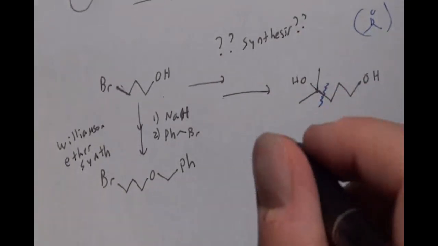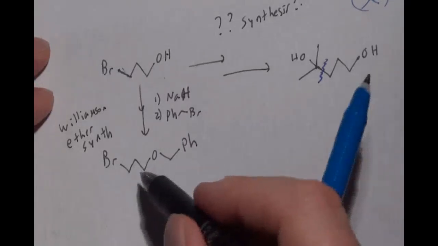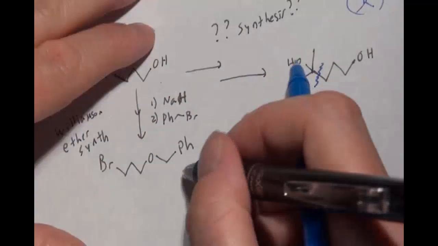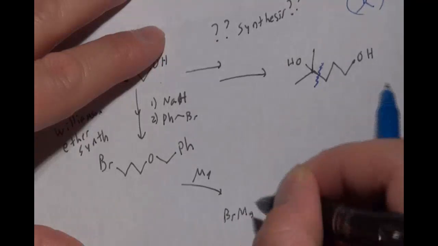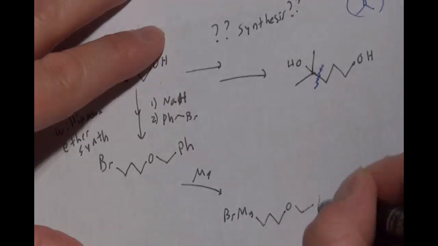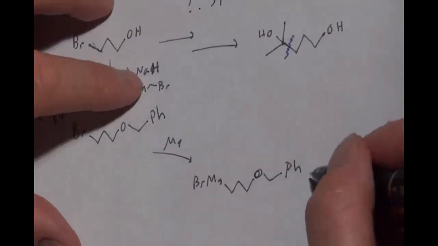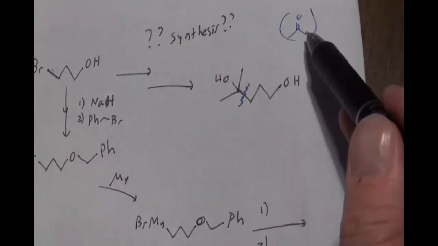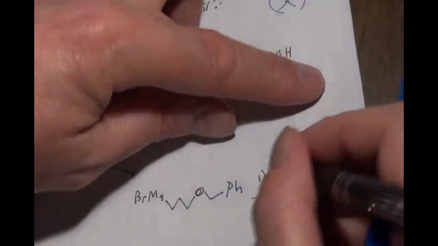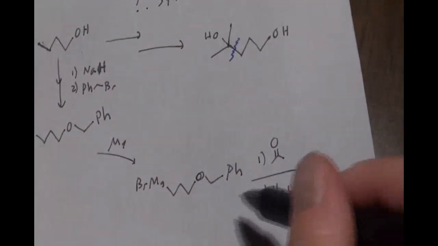Remember that? Now we're excited, because now we can do our Grignard stuff easily, and the ether won't get in the way of a Grignard. So now it's just magnesium. Okay, we got our happy Grignard with the benzyl ether protection. What's the thing we have to attack with the Grignard? Oh, it's acetone, remember? We determined that earlier in our strategic planning. So acetone, and then water is the second step of the Grignard.